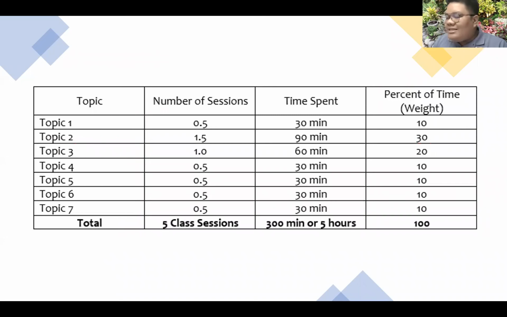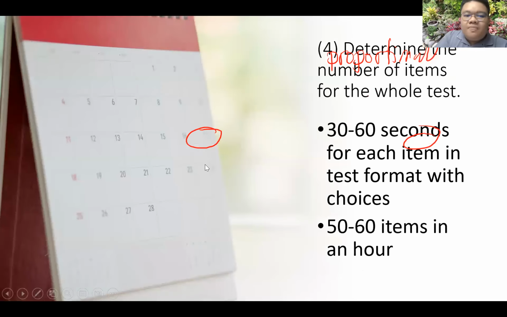Instead, what should be done is that kapag mahaba yung topic 2, dapat mas marami din yung coverage niya. That's what we meant by proportional distribution of your items. Okay? Proportional distribution of the items. Now, if you would go back to the next step, the next step class is determine the number of items for the whole test. Okay? Determine mo yung number of items for the whole test.